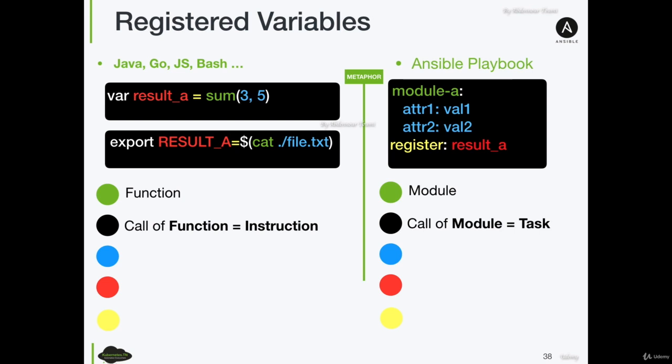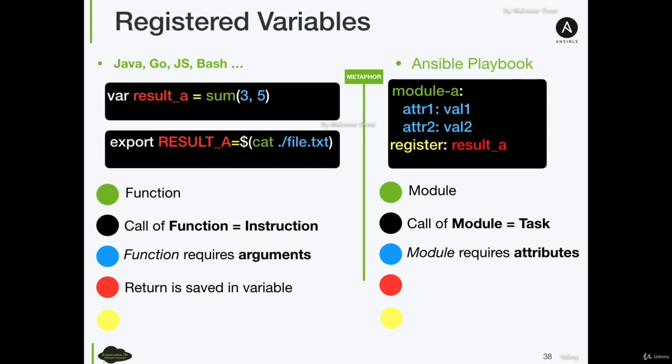The blue color presents the input of the call. At the left we have arguments like 3, 5 in the case of JavaScript, and we have file.txt as an argument in the case of Bash programming. At the right, the concept is the same but the terminology is different. In Ansible they are called attributes or parameters.